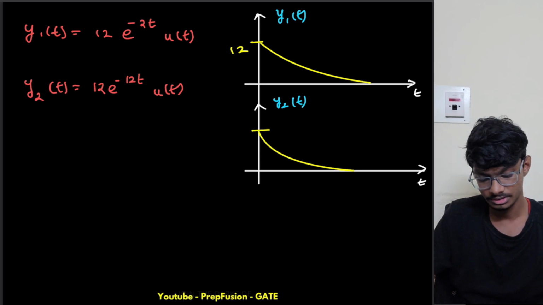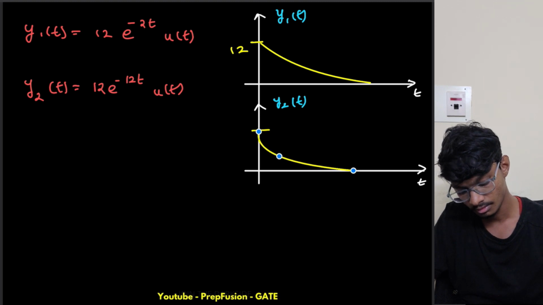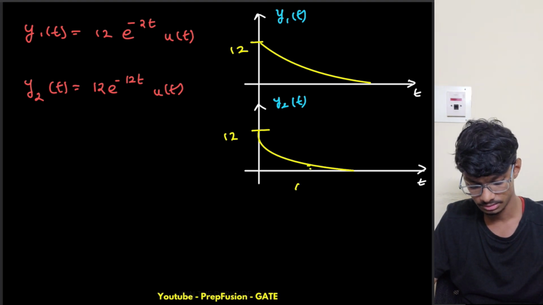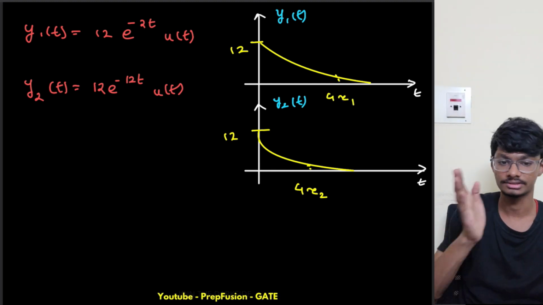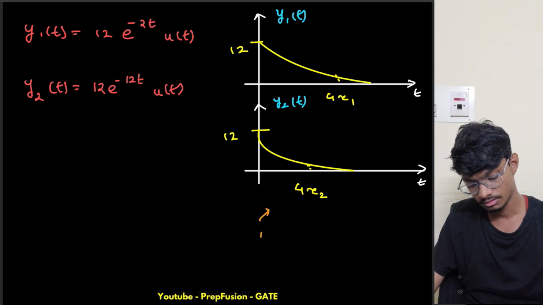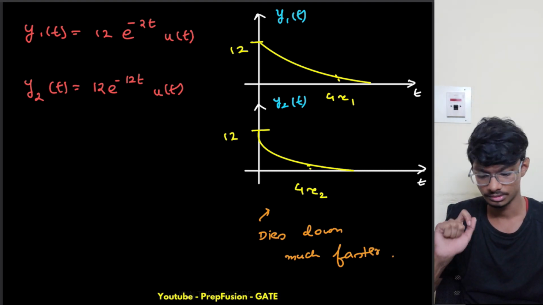Okay, so we reach 0 at a much faster rate. So what will happen? This is 12 only. Let's say this is 4 tau 2 and this is 4 tau 1. So you can see that it reaches steady state much later. So this signal dies down much faster. Okay, dies down much faster.